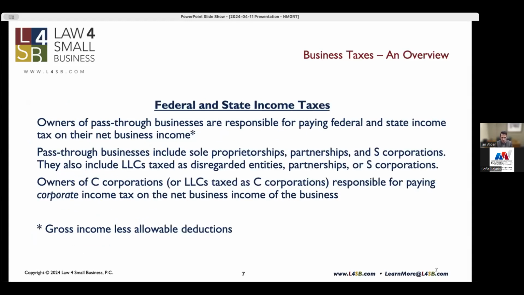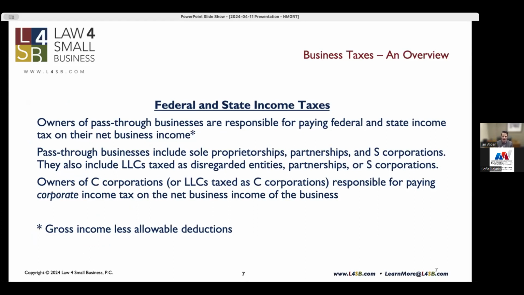So let's start with income taxes really quick. Owners of pass-through businesses have to pay income taxes, federal and state, on their net business income, which is basically gross income of the business minus allowable deductions and expenses. That income tax for owners of pass-through entities, like let's say you've got a partnership or a sole proprietorship or an S corp or an LLC taxed as any of the above.